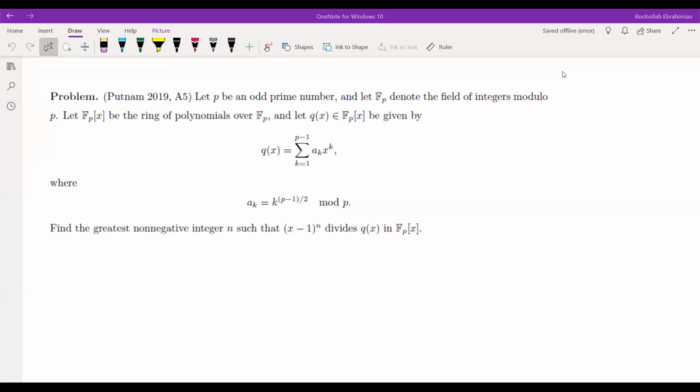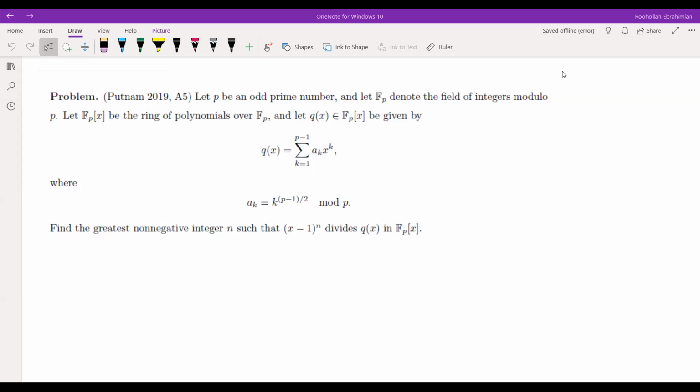So it gives you a p that is an odd prime, and Fp is the field of integers mod p, and Fp of x is the ring of polynomials. We take a polynomial that is given by some formula. So essentially all of the a_k are k to the power of (p minus 1) over 2. Since you are working inside Fp, you could just ignore mod p. And we are trying to find the greatest non-negative integer n such that (x minus 1) to the power of n divides q of x.